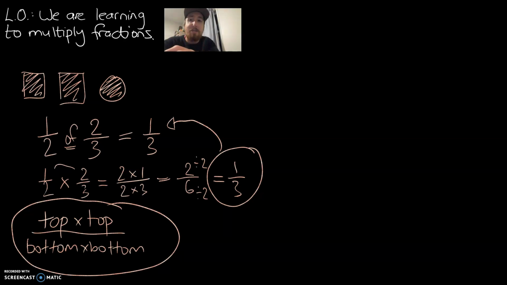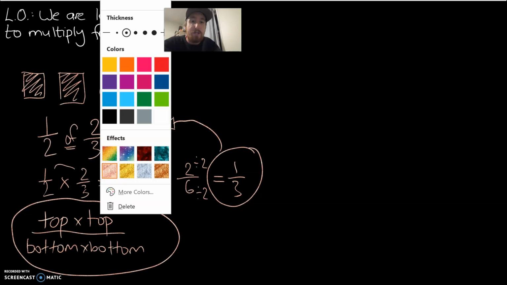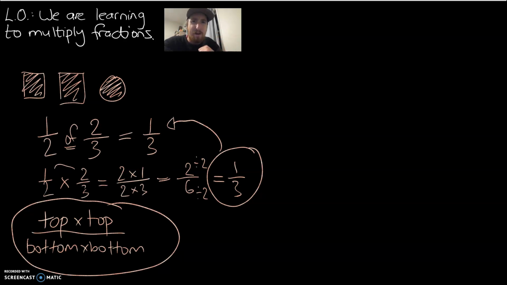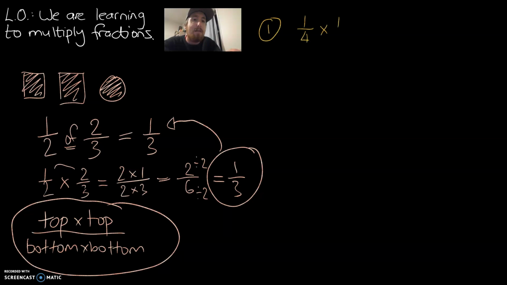So what I'm going to do is change pen color, and we're going to get into some questions where we can start applying this new rule that we found out about. So let's start off with question number 1. So let's say we've got 1/4, and I want to times that by 1/2.